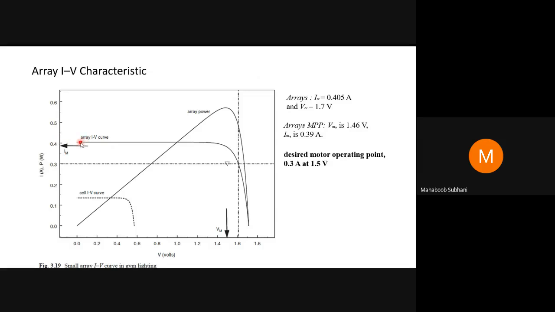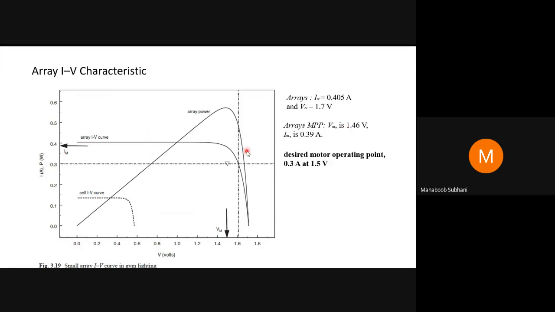So if you just extend this curve, it will go above 0.4. And the open circuit voltage measured is 1.7. So this will fall between 1.7 and 1.8 exactly here. Now, another thing is the array's maximum power point. With respect to the open circuit, this is the short circuit current, and this is the open circuit voltage. But the maximum power point will differ from the other two values which I have talked about earlier.